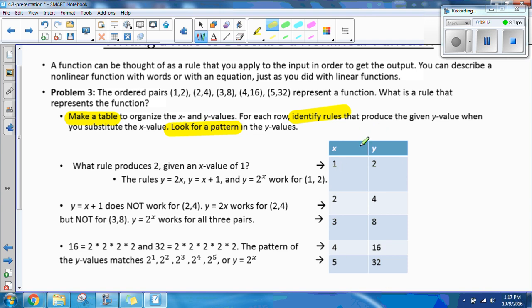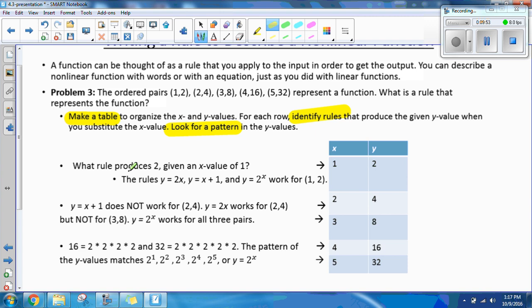So here we put our x and y values into a table, and we need to look at the first row. How do I go from 1 to 2? What rule will give me 2 if I use an x value of 1? So some rules that we could use are y equals 2x. So if I do 2 times 1, I would get 2. Y equals x plus 1. So if I do 1 plus 1, I would get 2. And y equals 2 to the x power also works because when I substitute 1 for the x, 2 to the first power will give me 2. So think of a couple of rules for your first row.